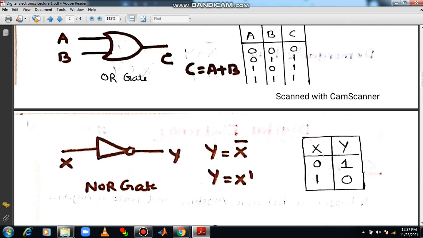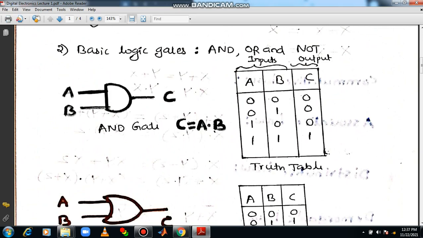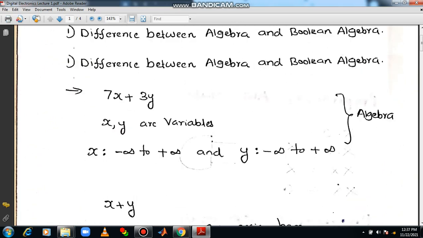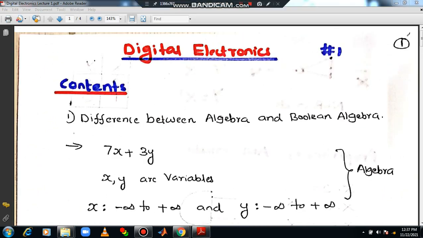And remember, please correct this: this is actually a NOT gate. You studied about the basic gates and the difference between algebra and Boolean algebra. These are the things we discussed in the last 2 sessions.